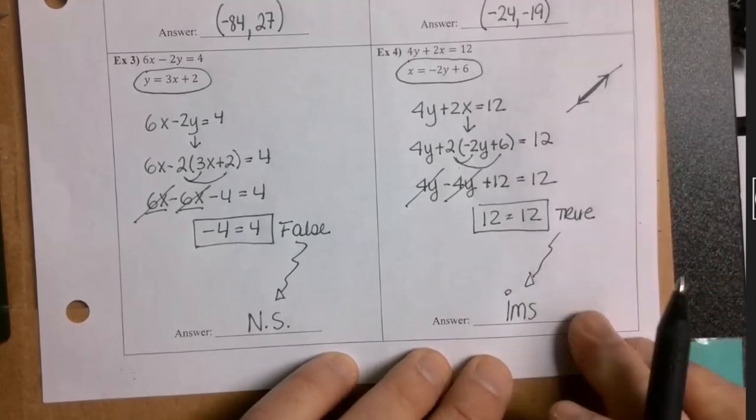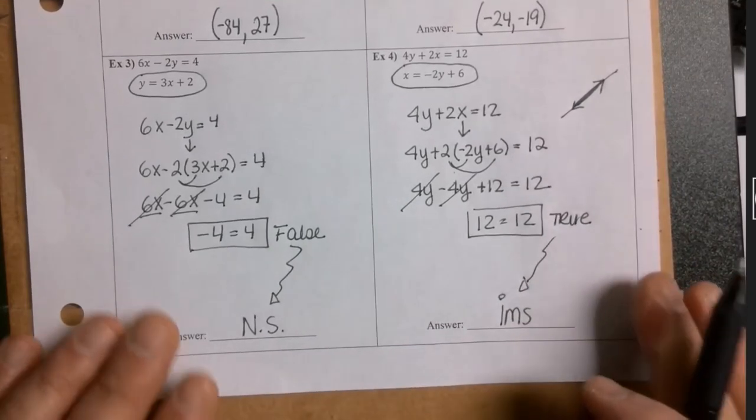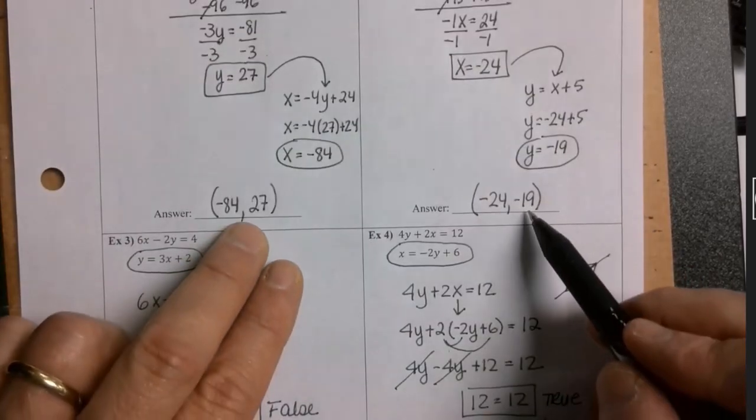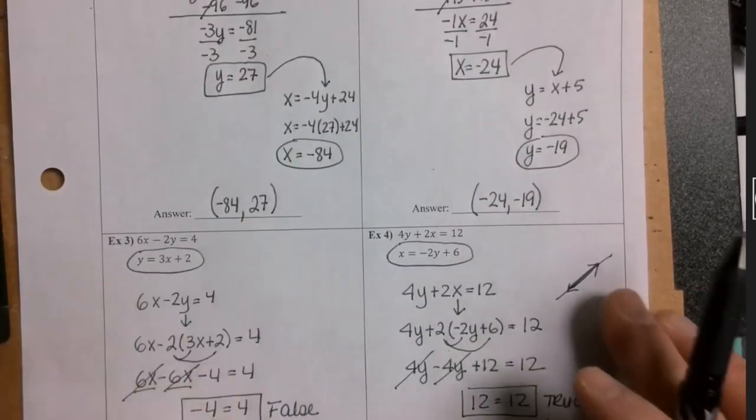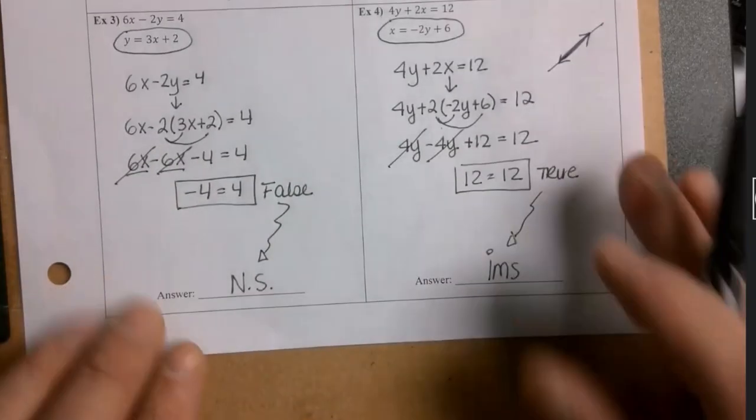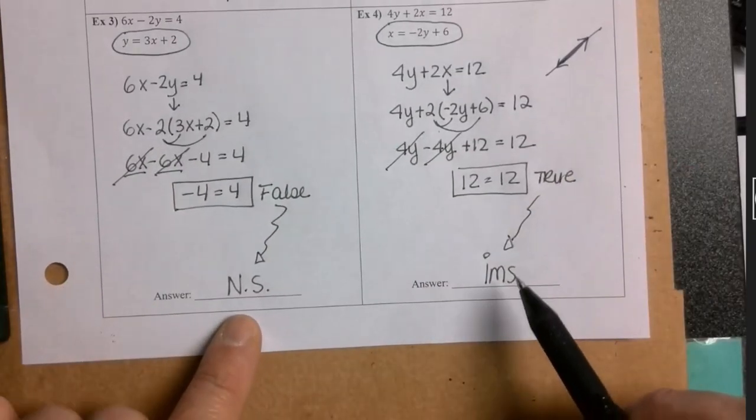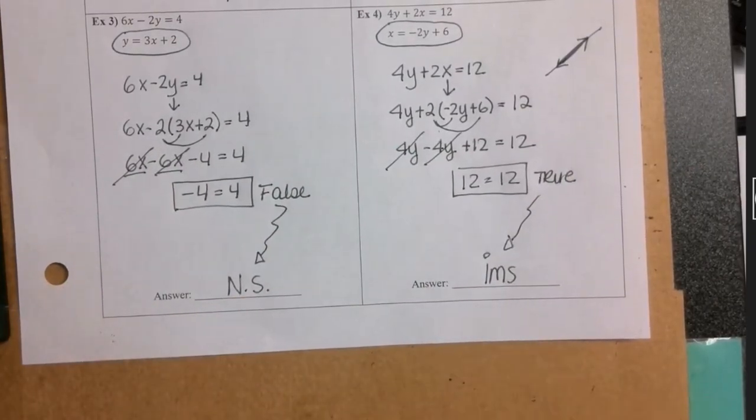Here we learned about systems of equations by substitution. Sometimes you're going to have one solution, which is a point where the two lines intersect. And sometimes you're going to have the special cases where there's no solution or IMS.